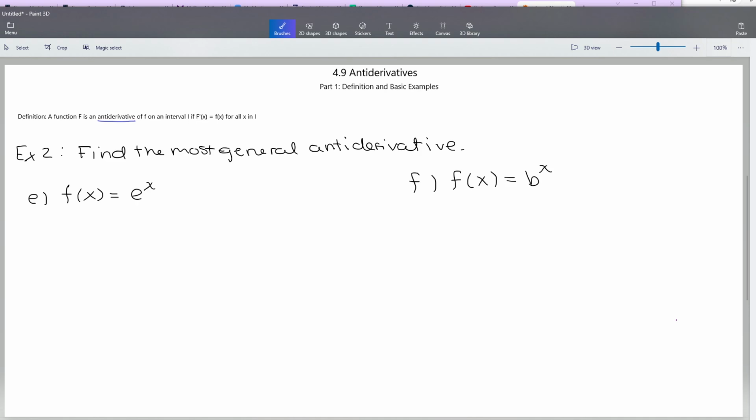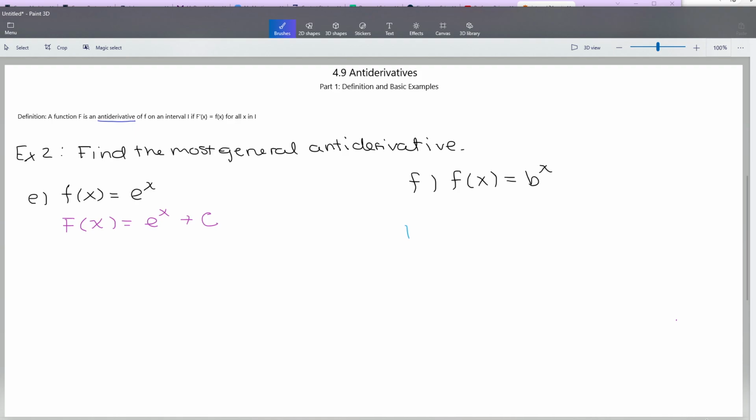Okay, so remember e to the x is its own derivative. Okay, so that means when we're looking for the antiderivative, we want it to be e to the x, right? You take the derivative of this, you end up with that. Okay, and then we need to include our constant, right? That doesn't affect the derivative.